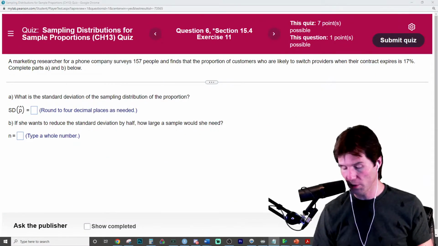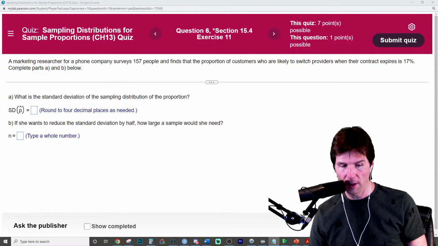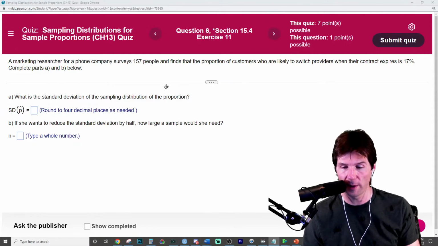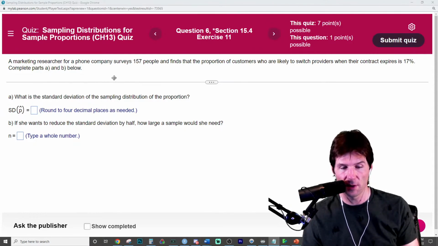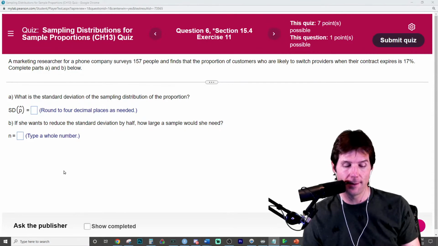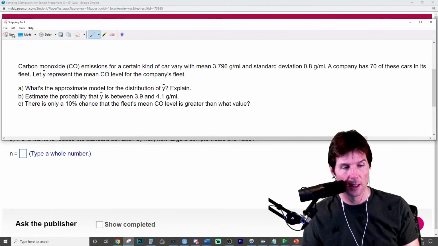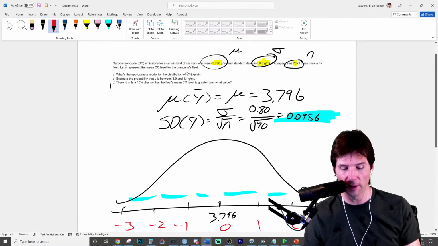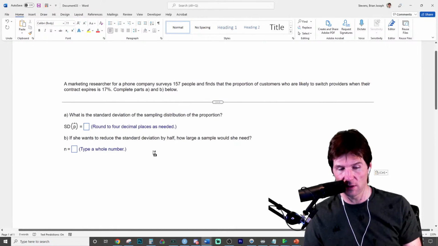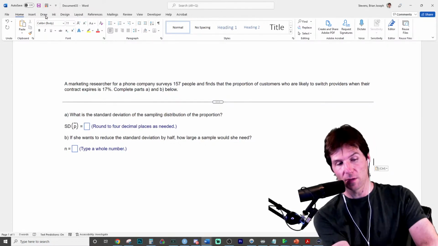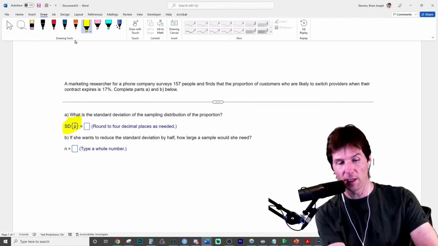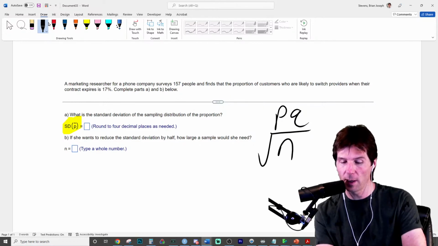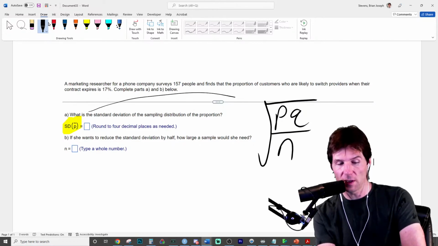Okay, this is the marketing research question. A company is going to go out and survey 157 people. And they're going to find the proportion of customers who are likely to switch when their contract expires is this. So they find this. Now, I got problems with this question on the first part because we're assuming that that is the truth. This is probably where people get confused. They should have said this is the truth, because if they want you to find the standard deviation of the sampling distribution, the formula for it is you'd have to have the information P times Q over N, square root of the whole thing. So that's what this is right here.